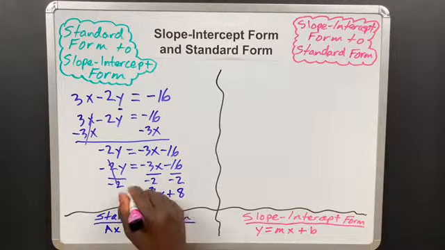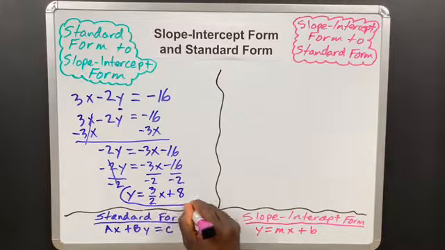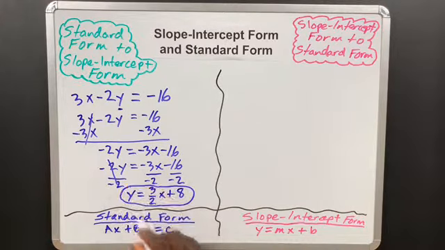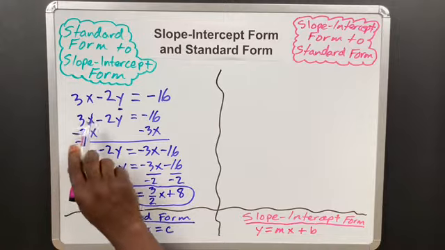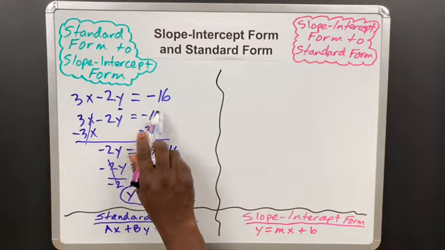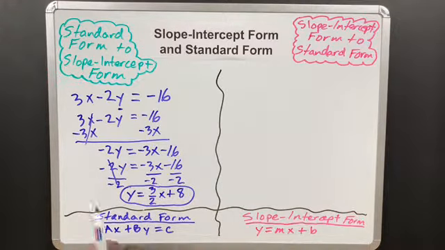So we have successfully converted this original equation, 3 times x minus 2 times y equals negative 16, which is in standard form. We've converted it to slope-intercept form. y equals 3 over 2 times x plus 8, where 3 over 2 is m, which is the slope, and 8 is b, which is the y-intercept.